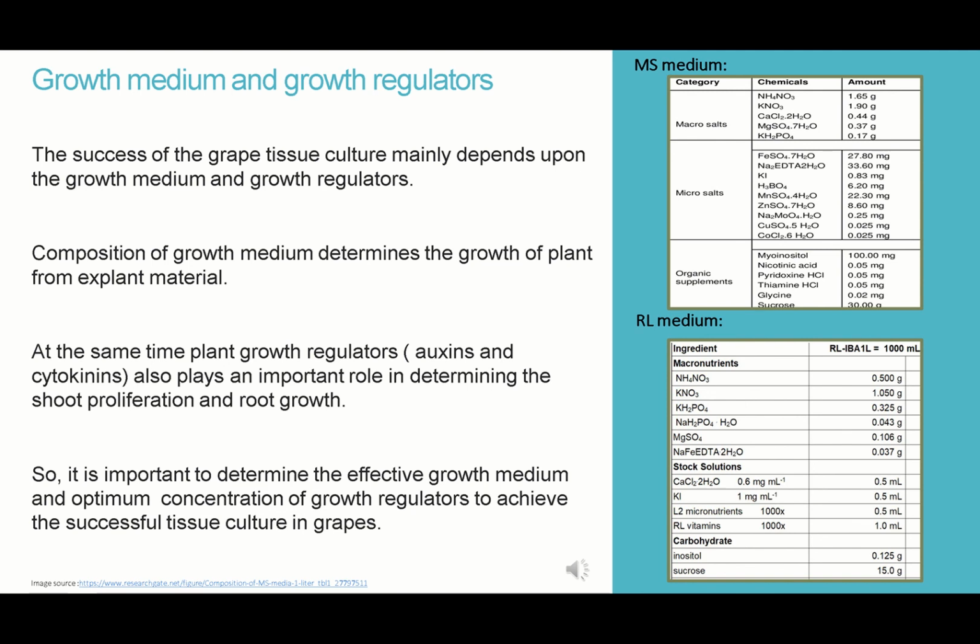At the same time, plant growth regulators also play an important role in determining the shoot proliferation and root growth. There are several researchers involving grape micropropagation who proved that BAP is suitable for shoot development and IBA is effective in root development. But the concentration of these growth regulators varies according to the varieties and breeding lines used. So it is important to determine the effective growth medium and the optimum concentration of growth regulator to achieve successful tissue culture in grapes.